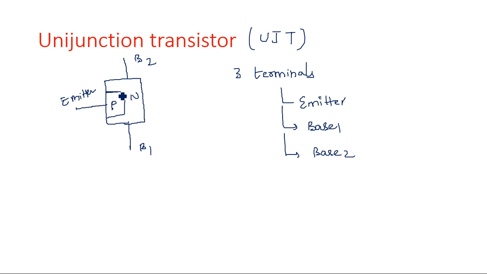So this is the junction. A junction is nothing but what occurs between two different materials. It is the N type and it is the P type, separated by this junction. There is a single junction.